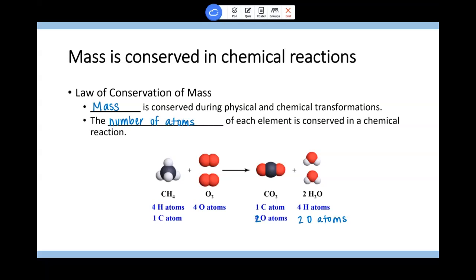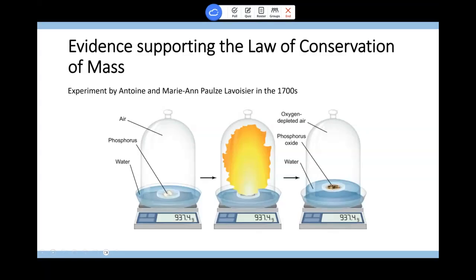Back in the 1700s, Antoine and Marie Anne Paulze Lavoisier, is maybe how you pronounce it, I don't know, did this experiment that proves this law of conservation of mass. So they put phosphorus with some water and of course air in this closed container. So anything that produces a gas would remain in this closed container. They measure the mass of what's present here. The phosphorus reacts with oxygen in the air to produce phosphorus oxide. There's still some water and there's still air, but there's less oxygen in the air. But in total, we have the same mass. So if you're keeping everything contained, you would measure the same mass throughout a chemical reaction, even though we have new molecules being created.